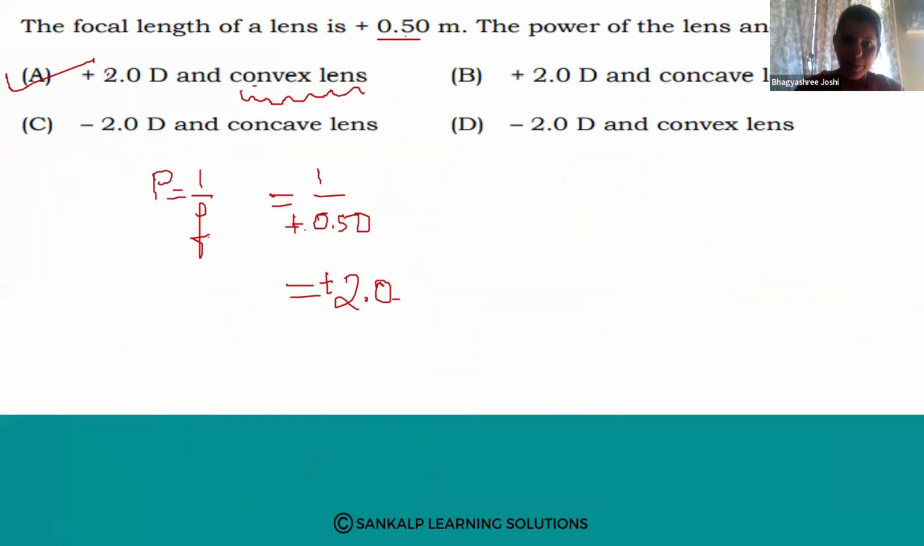In the class we solved some multiple choice questions. In that, the focal length of a lens is plus 0.50 meter. Yesterday I told you this is a concave mirror. Actually, that was my mistake, sorry for that. It is a convex lens. If the power P is positive, then it is a convex lens, and if it is negative, then it is concave. Here it is positive, therefore it is a convex lens. Sorry for that. Okay. Next one.